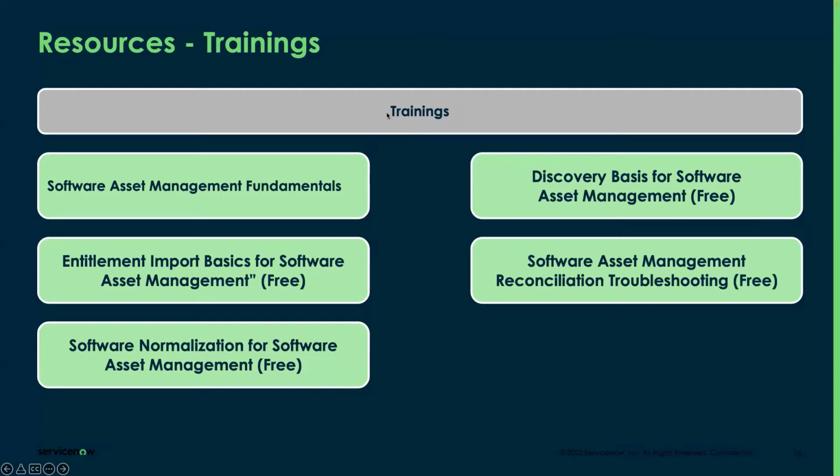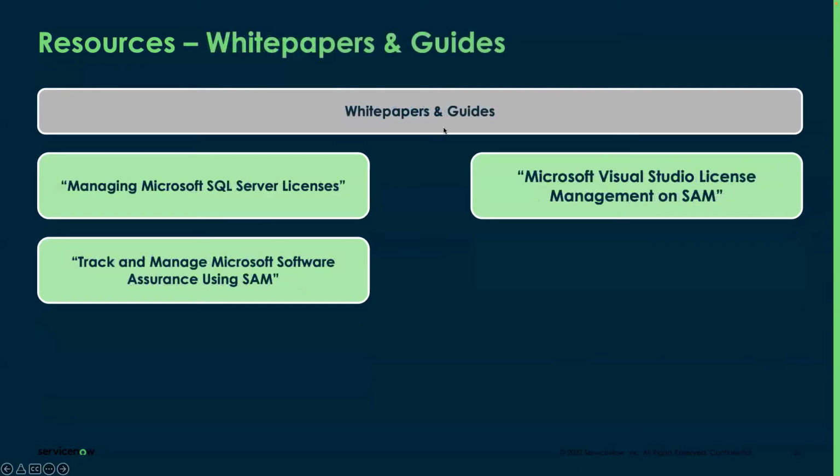In addition to that, we have other documentation, white papers, and guides. I'll call out just a couple of these. Managing Microsoft SQL Server licenses, a little bit of what Srinivas talked about and showcased today. Track and manage Microsoft Software Assurance using SAM. So there was a question in the chat about how we actually do that. Take a look at this white paper. It'll explain more in depth how we track that. And then we talked a little bit about Visual Studio, or at least made reference to it. We have a white paper around how to manage Visual Studio licenses.